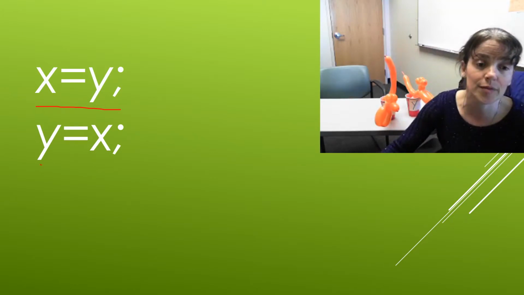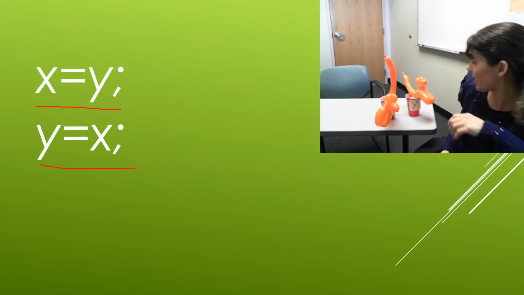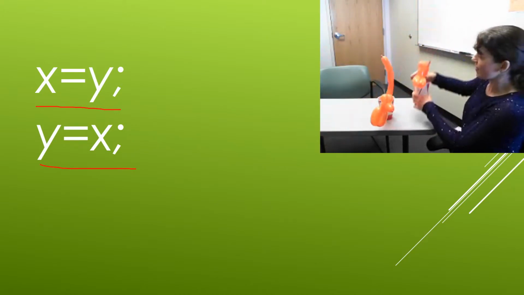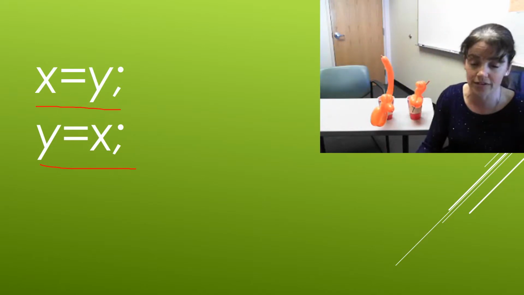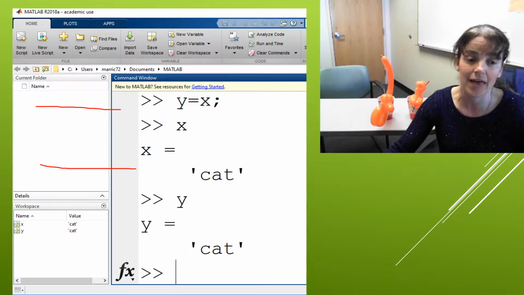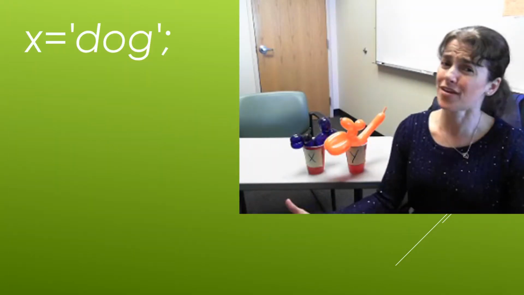And then our next assignment statement, Y is equal to X, well, Y is actually going to get a copy of what's in X, which is another cat. So we've got lots of orange cats floating around here, but we didn't achieve what we wanted to achieve. And we look at Matlab, and yeah, in our workspace, it's nothing but cats. So let's try that again.